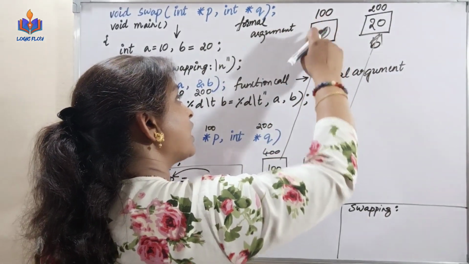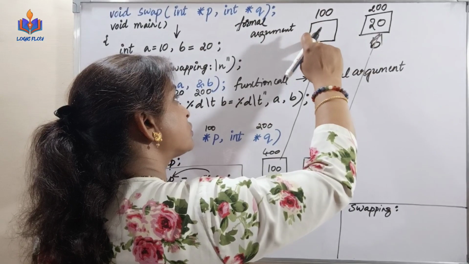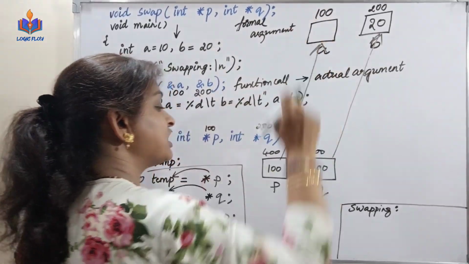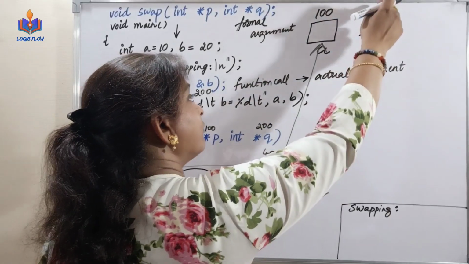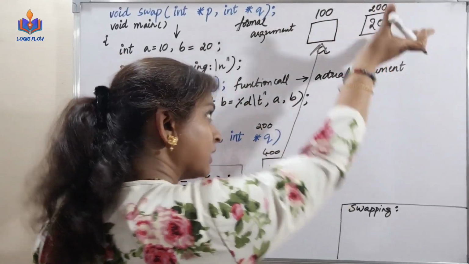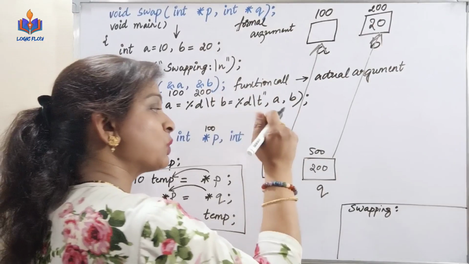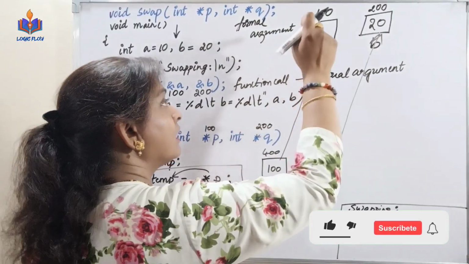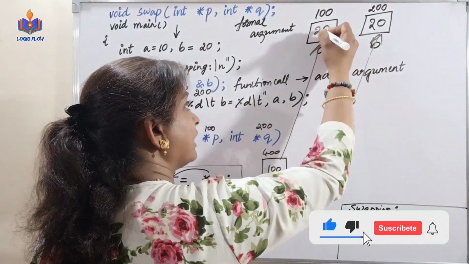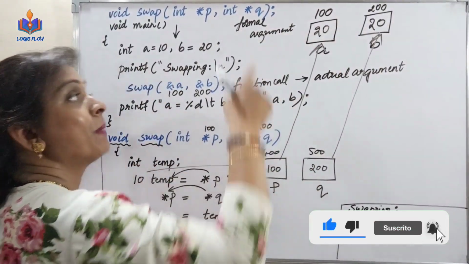In this location 100, I have to store the value that is pointed to by Q. Q is pointing to 200. The value at 200 is 20. Take a copy of that. Store that in the value of the location P. P is pointing to 100. You store 20 here at the location pointed to by P.